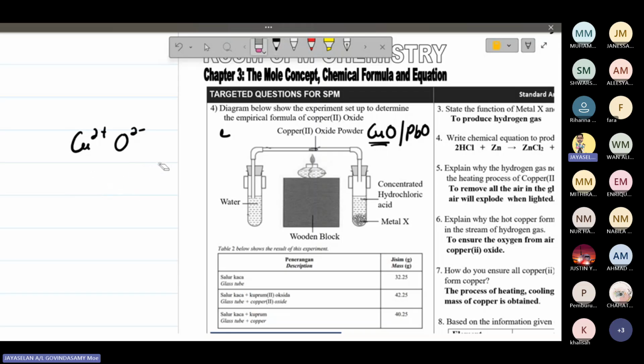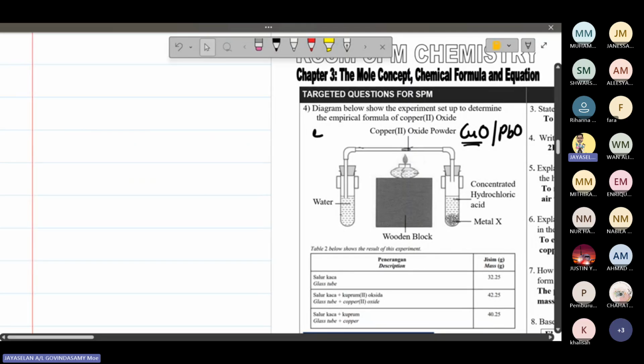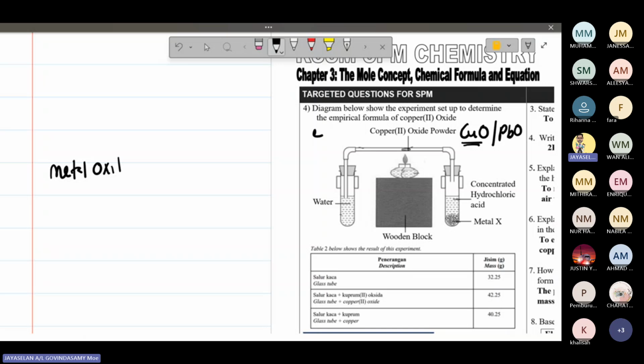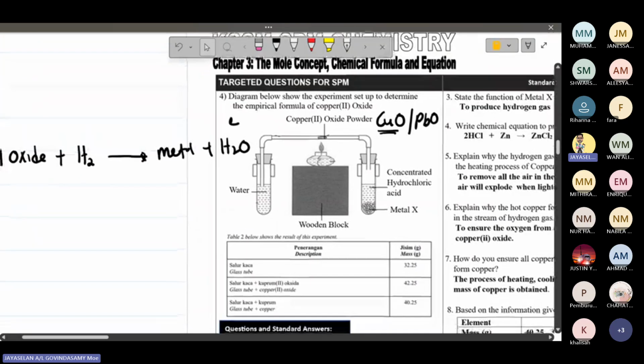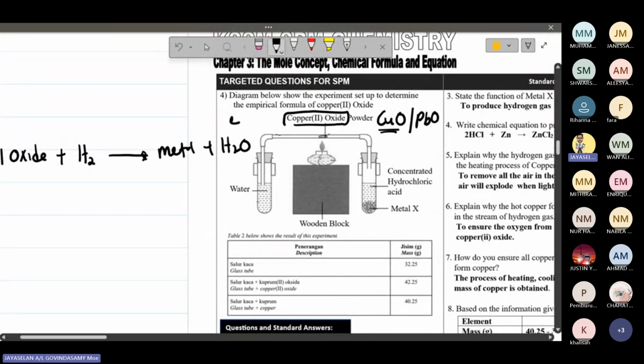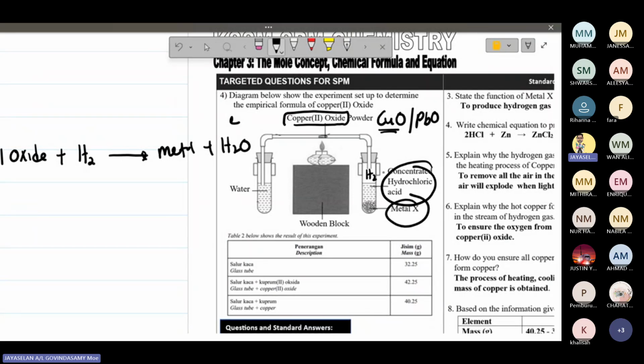Okay, in this reaction, what will they do? Tadi dia react dengan oksigen kan? Here, it is very different: the metal oxide will be reacted with dry hydrogen gas. Then you will get the metal and water. Okay, kita buat dia punya equation. Di sini dia bagi copper 2 oxide, right? It will produce hydrogen gas.